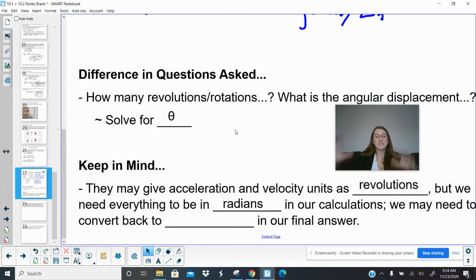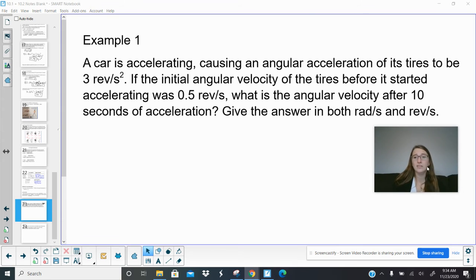However, we can do our calculations in radians, but sometimes based on how the question is being asked, you might actually need to convert back to revolutions in your final answer. But again, we can't get around converting to radians. You have to convert to radians in order to use the formulas. Otherwise, the math actually doesn't work out. Okay, so let's go ahead and look at one question.